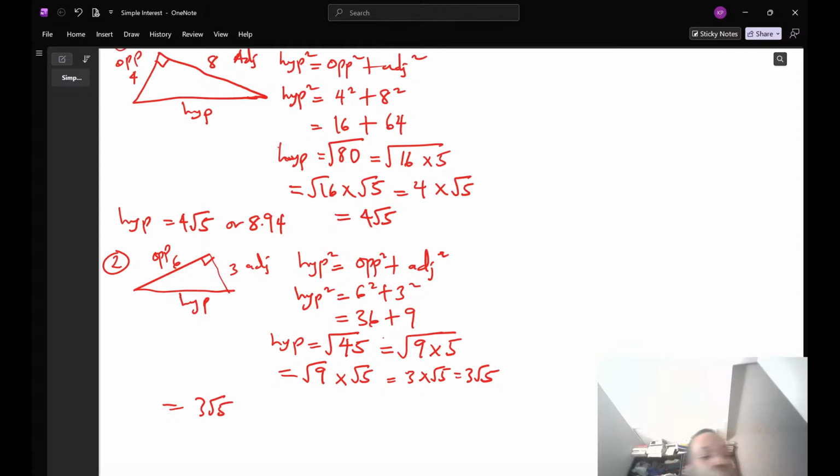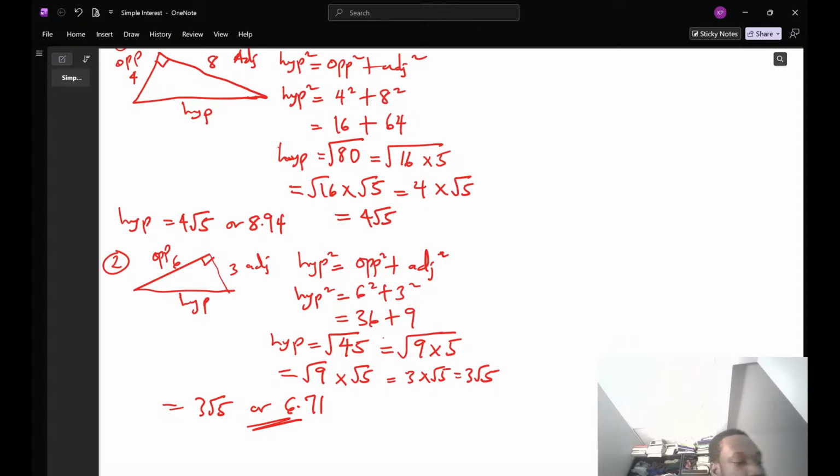Or we can punch it in the calculator. Second function, root 45. Root 45 will give us 6.71. So that's it for that question.